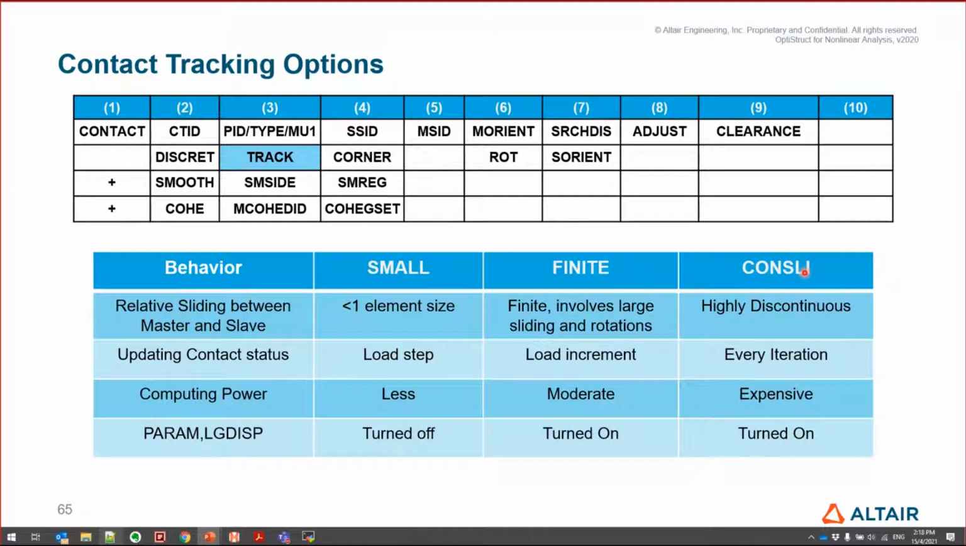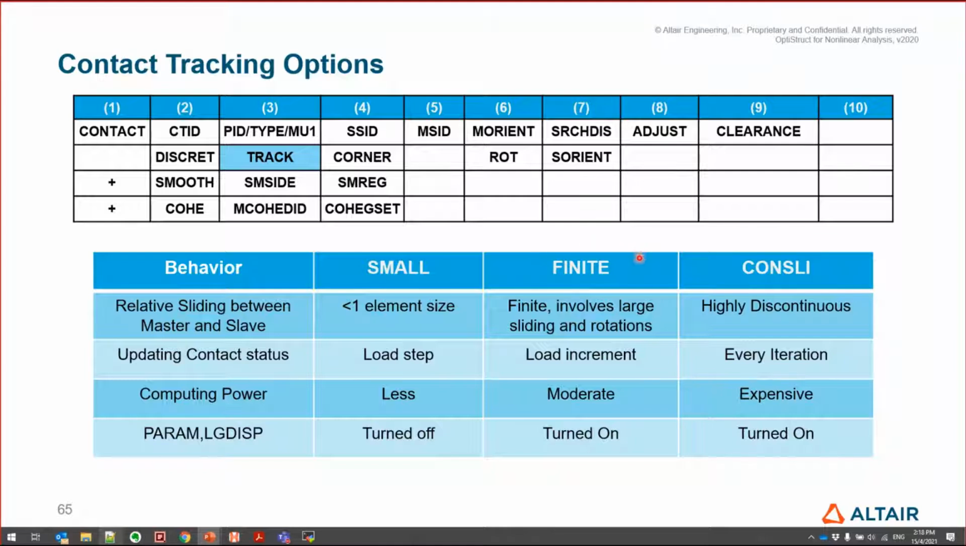So you go for continuous sliding. Otherwise, finite should be enough. I will normally base my contact on whether I am doing large displacement or not. If large displacement, I'll go for finite. And if I run finite and I see that a lot of slaves are still sticking to the master, even though it's far away, then I probably want to turn on continuous sliding.